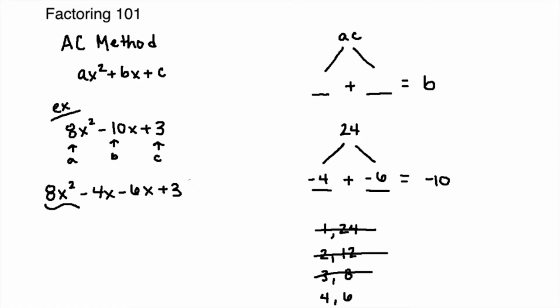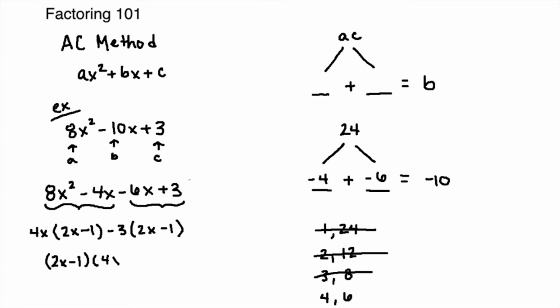But now we can actually group. So let's group these first two together and these last two together. So these first two, let's take out a 4x. So we get 2x minus 1. And then let's take out a negative 3 here for the last two. And then we'll get 2x minus 1. And since these are the same, now we can take 2x minus 1 as our GCF. And then we get 4x minus 3. And that is our factored form.